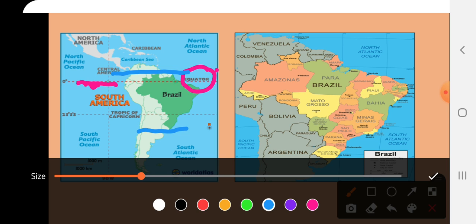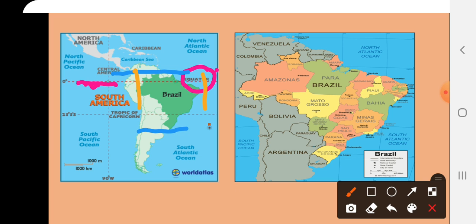Same way we will see the longitudes. Let me use some other color for the longitudes. If you see the longitudes, it is from 34 degree 45 minutes west, this part, this one. And the other end, this part, is 73 degree 48 minutes west longitude. Okay, so this is the location and extent of Brazil.